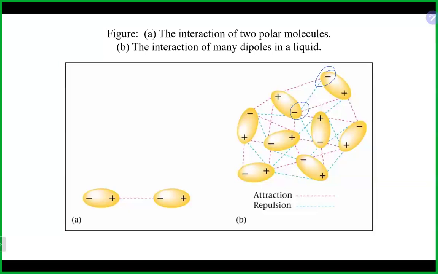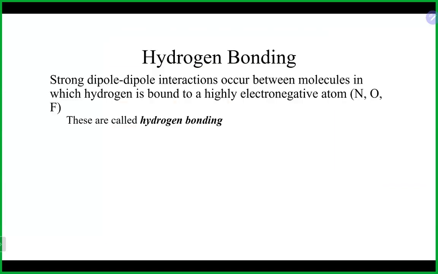Remember that we could have polar molecules that basically have unsymmetrical geometries. And a lot of those with non-bonding electrons on the central atom will give us those polar type molecules.